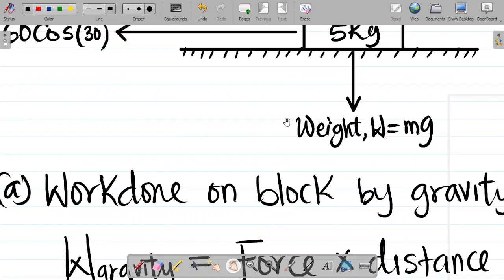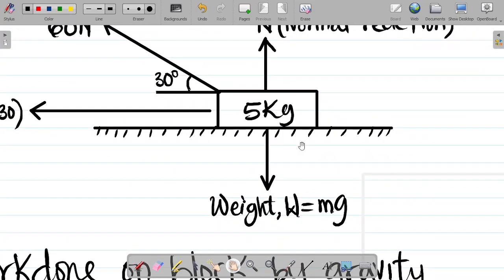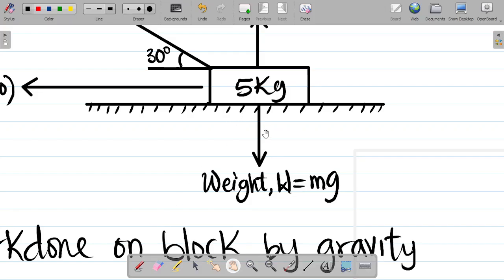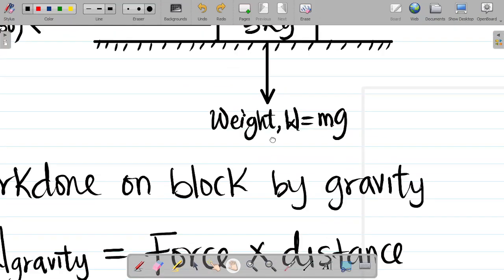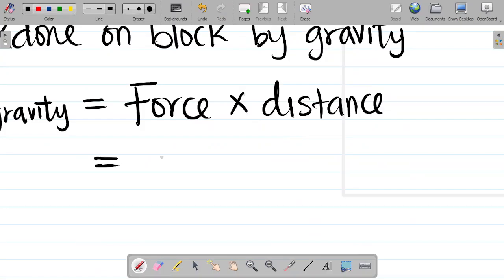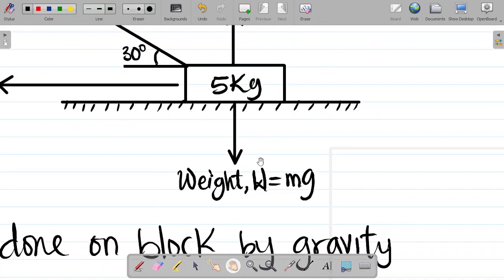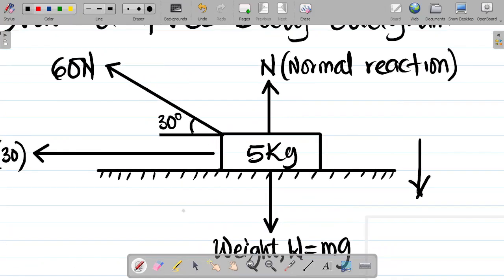Now, considering gravity here, gravity would normally tend to pull every object downwards, right? So the force or the weight of the body caused by gravity is actually mg, in Newtons. So this is equal to the force, mass times gravity, that's mg, times distance. Now, the distance in question here would be, did this body go downwards? That's the question, because gravity is trying to pull the body downward. Does this body go downward? No. Instead, this body goes towards the left because it's being pulled by the 60 Newton force.